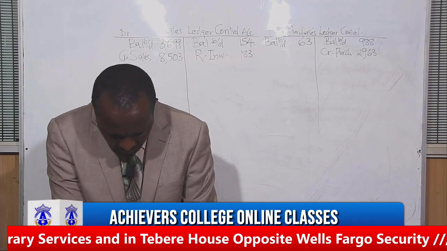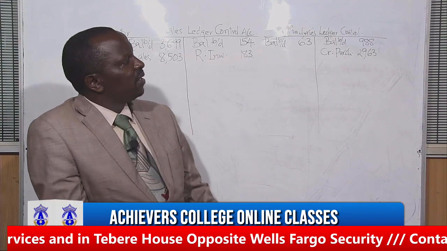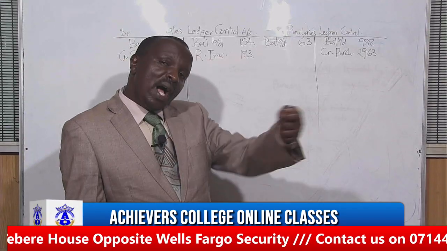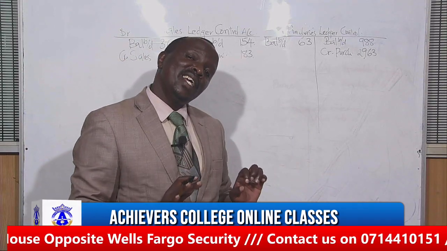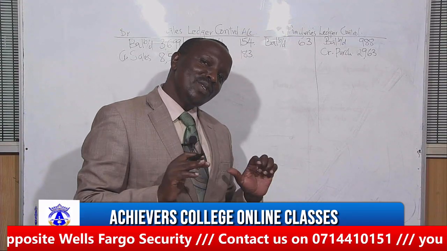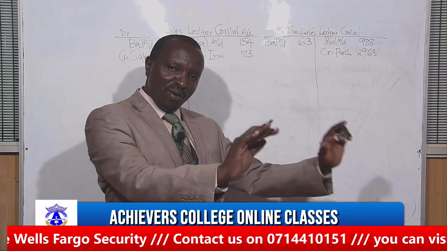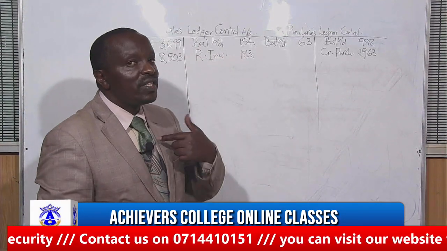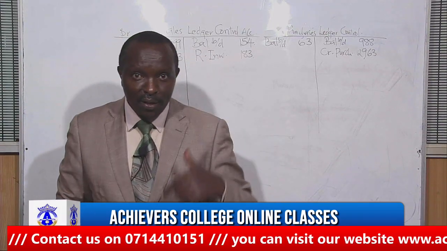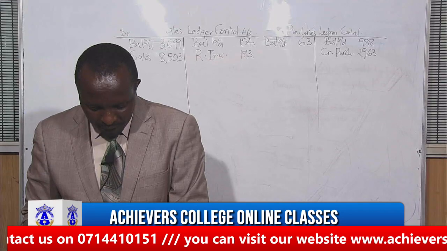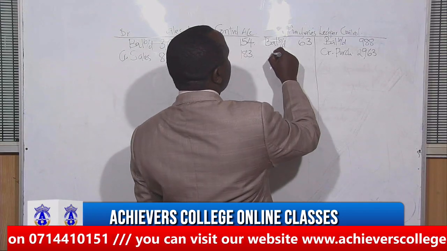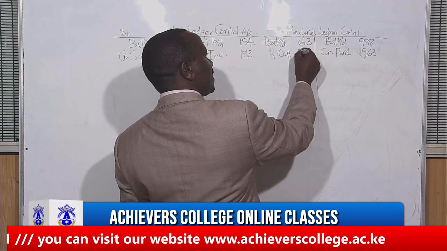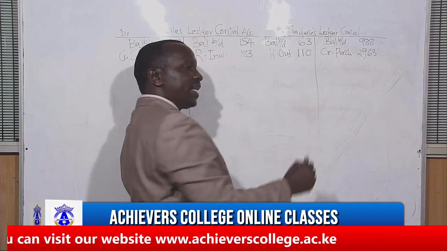Now, returns outwards again affect creditors. The reason is that you had bought, so it is you that is returning. You cannot return inwards if you had sold; you can only return if you had bought. So you are returning outwards, and therefore returns outwards will reduce the amount you had purchased. So it affects the creditors, 110.